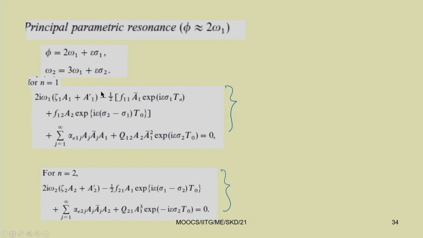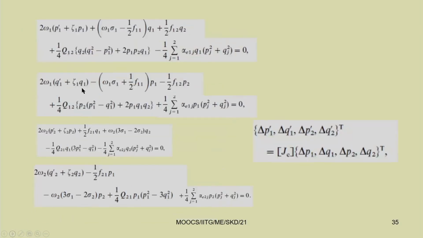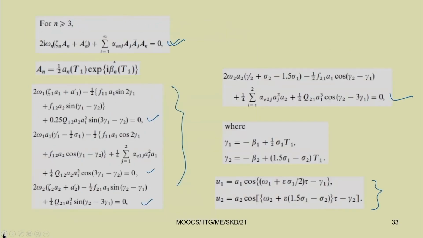Here sigma 1 and sigma 2 are detuning parameters. One can observe that due to the presence of the term a gamma dash, you can show this reduced equation. In this reduced equation you see the term a1 gamma1 dash. In the first case we have a1 dash, second case a1 gamma1 dash, third case a2, and fourth case a2 gamma2 dash.